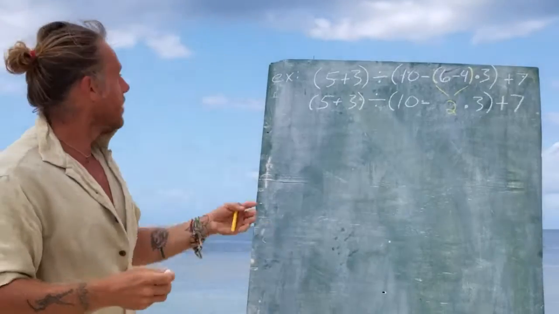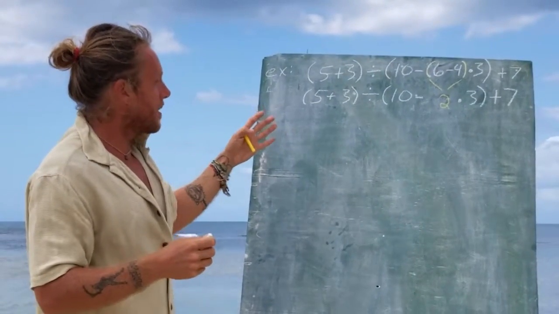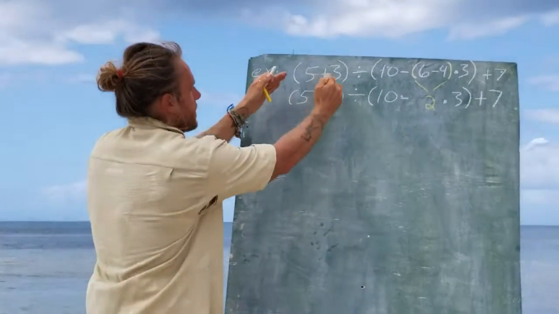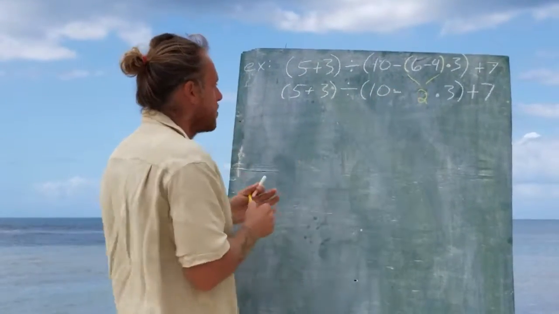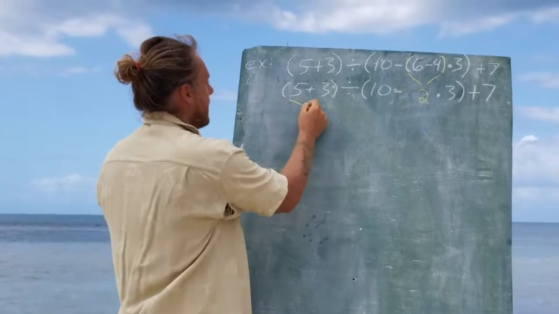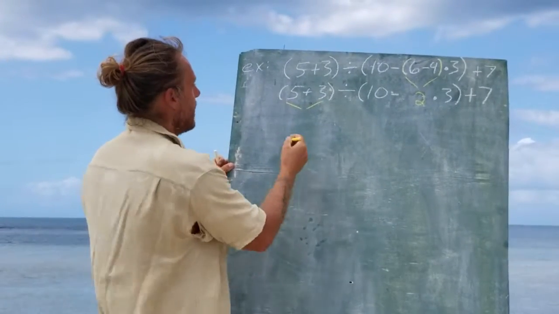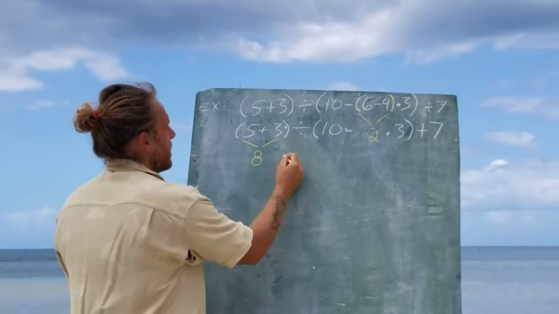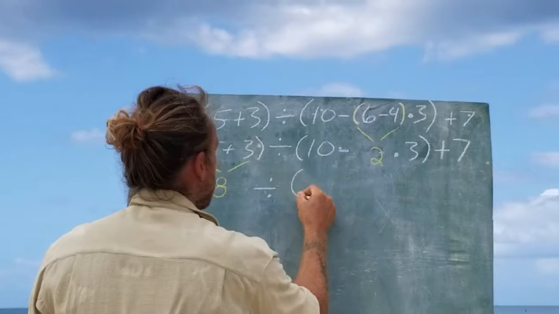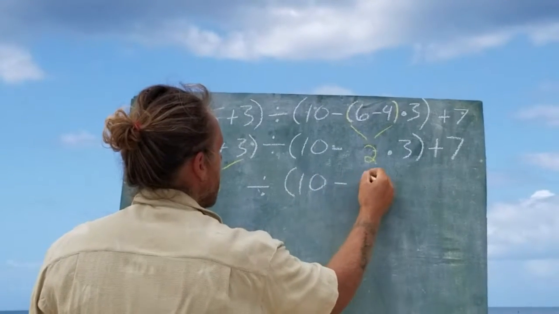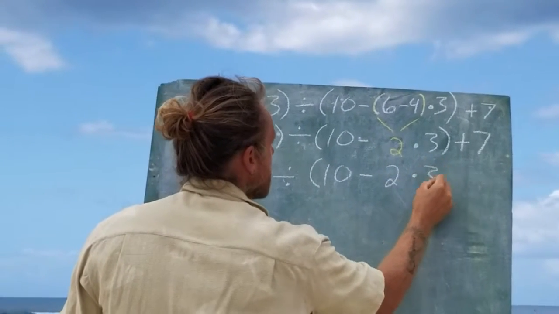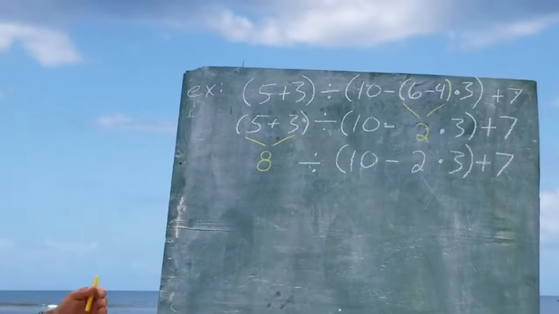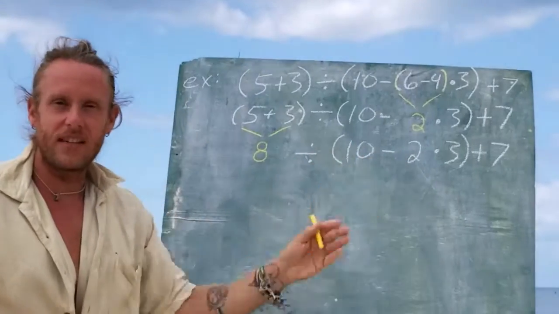Well, what do we do? No fraction bar, we're still dealing with parentheses. So we're going to start left to right. Here's our first set of parentheses since we took care of our innermost one. So we'll deal with this. 5 plus 3 is 8. And again, we're going to bring everything down. All right, next step, we still have parentheses, so we need to take care of that.